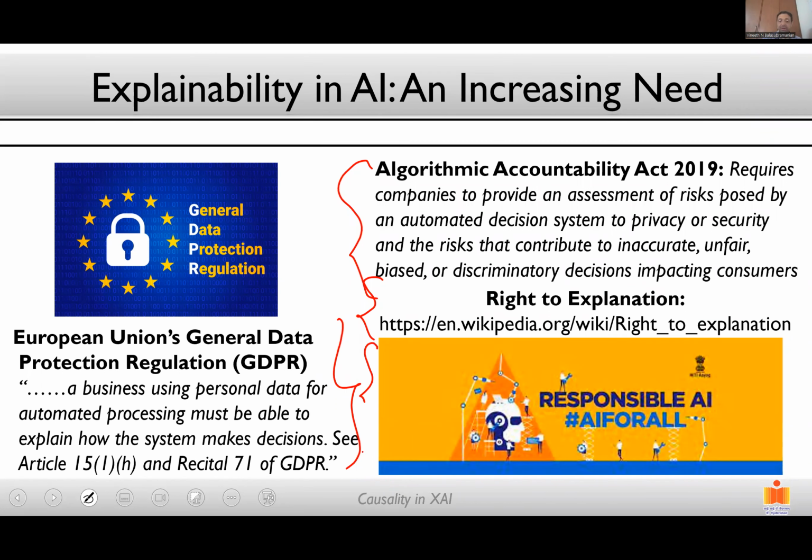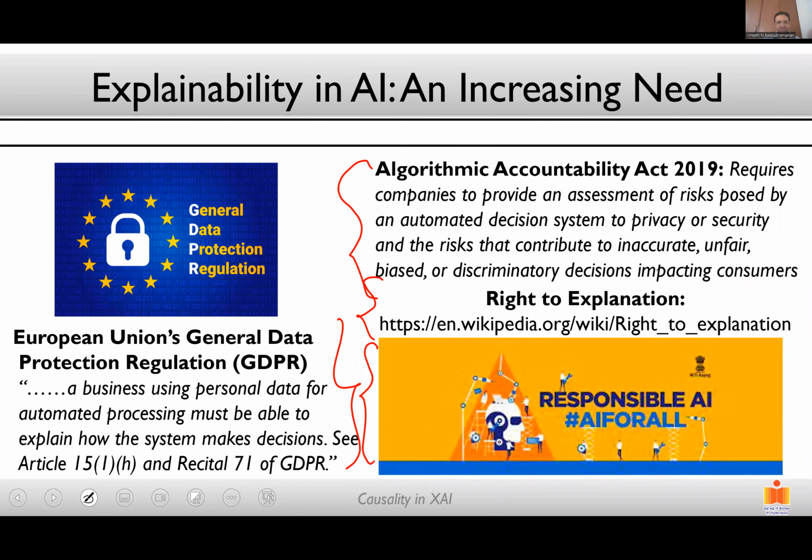In India, Niti Aayog has an entire responsible AI strategy document available publicly. If you search for Niti Aayog responsible AI, you'll see a two-part document that lists several aspects of responsible AI that need to be considered as we move along as a technology savvy country. A very important component of it is explainability, transparency, and accountability of AI and machine learning models.